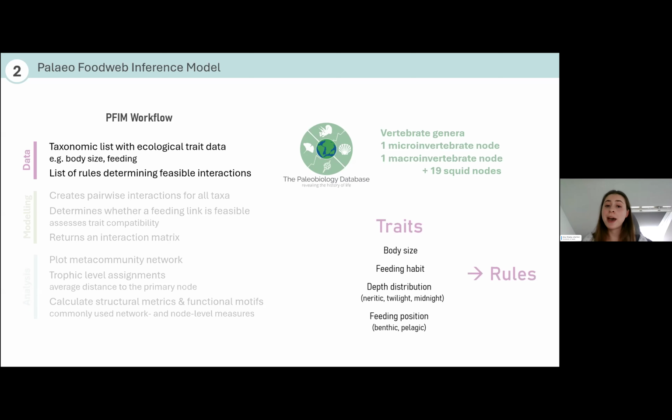Because I had new traits, I also had to then develop new rules. But they followed the logic that the original dataset used, and are very much underpinned by optimal foraging theory. So it has to be energetically beneficial for a consumer to feed on a resource, and they have to share the same spatial distribution. I'm going to go into this a little bit more later, but I just want to point out now that it's really important when designing rules that you have a lot of justification for what you're doing, because changing one rule can have a really large impact on the structure of the web, and you can get really significant changes by only changing minimal parts of these rules.